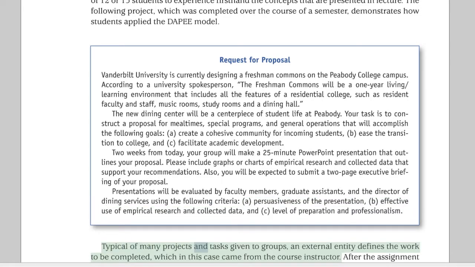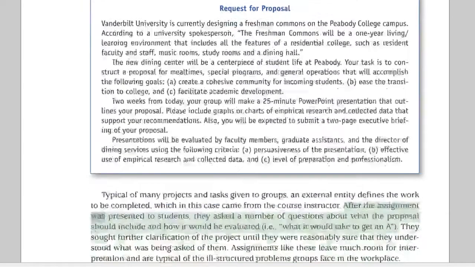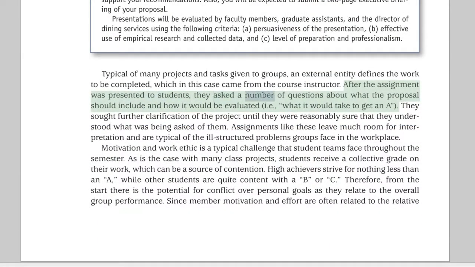Typical of many projects and tasks given to groups, an external entity defines the work to be completed, which in this case came from the course instructor. After the assignment was presented to students, they asked a number of questions about what the proposal should include and how it would be evaluated, that is what it would take to get an A. They sought further clarification of the project until they were reasonably sure that they understood what was being asked of them. Assignments like these leave much room for interpretation and are typical of the ill-structured problems groups face in the workplace.